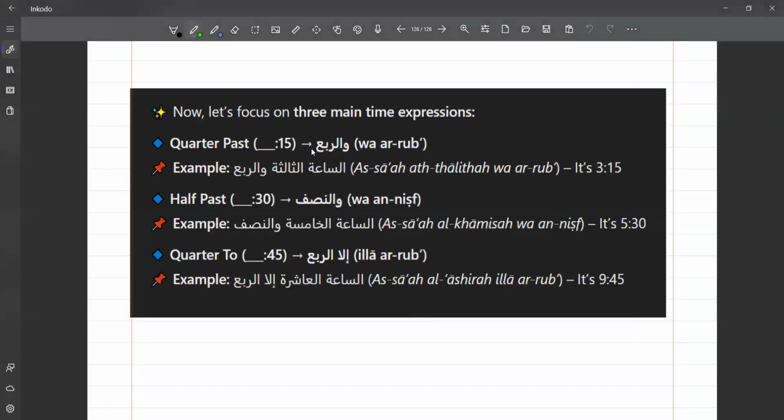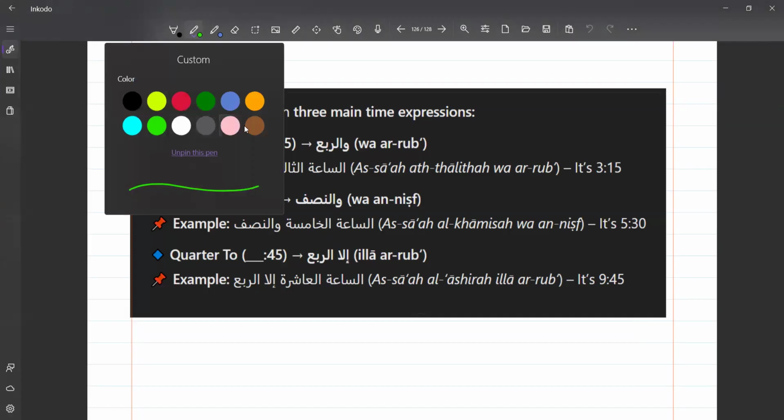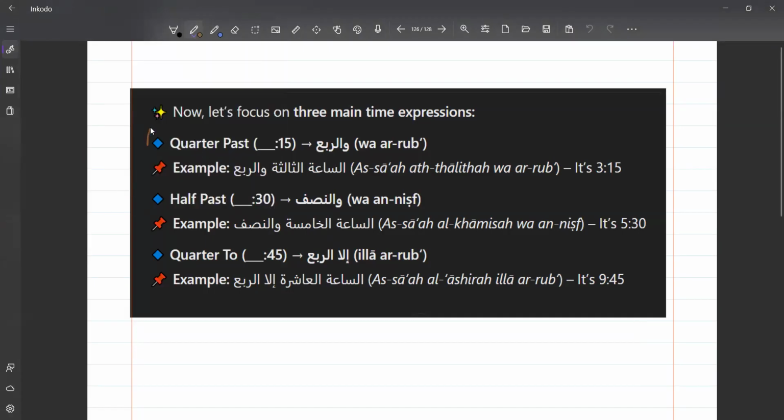Moving forward, now let's focus on the three main time expressions. The first one that we normally use is quarter past. In Arabic, to say quarter past, we say war-rubu'. War-rubu' means quarter past. For example, if the time is 3:15, we will say as-sa'a.